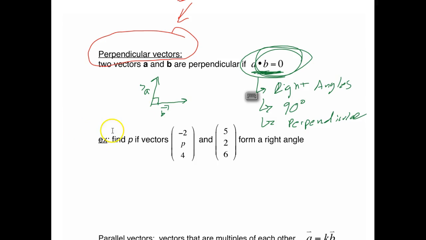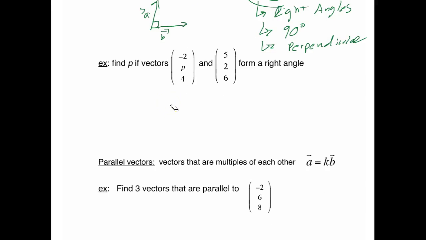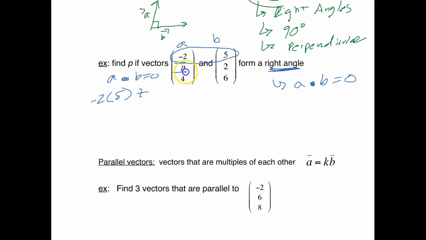So let's do an example. In this example, find p if the two vectors form a right angle. So the key is right there, form a right angle. You see those words, you think a dot b equals 0. So let's say this is my a, let's say this is my b. Now I know if I take the dot product, it should equal 0. So let's do that. Multiply the first two corresponding parts, -2 times 5, plus the next two, 2 times p, plus the final two. And again, since they form a right angle, it equals 0.